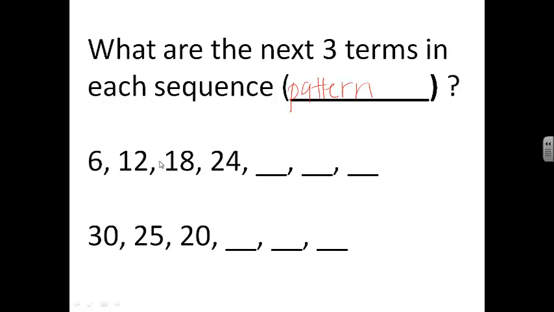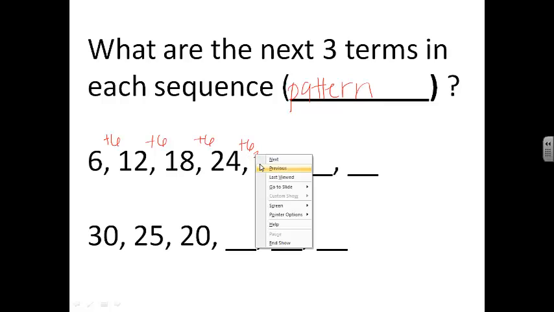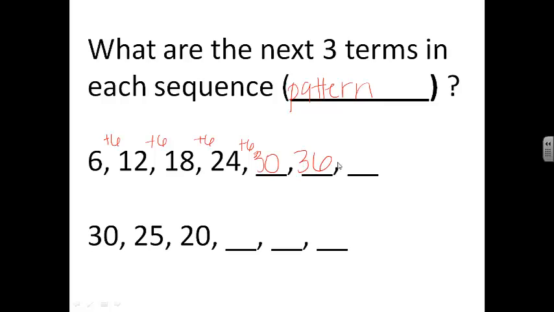So what's the pattern here? What do you think the pattern is here? Maybe 6 plus 6 to get to 12, and then 12 plus 6 to get to 18. 18 plus 6 to get to 24. 24 plus 6 would be 30. Plus 6, 36, and so on.